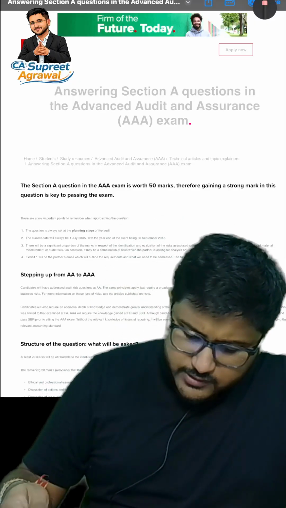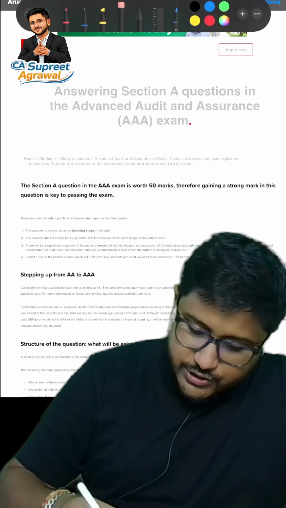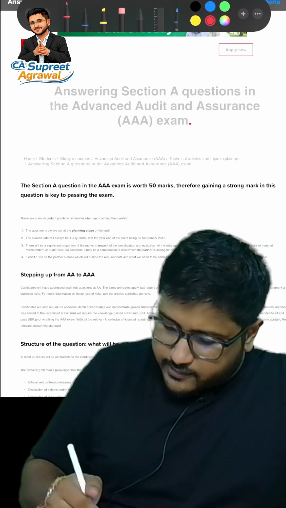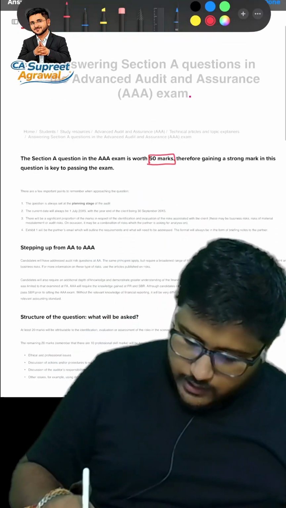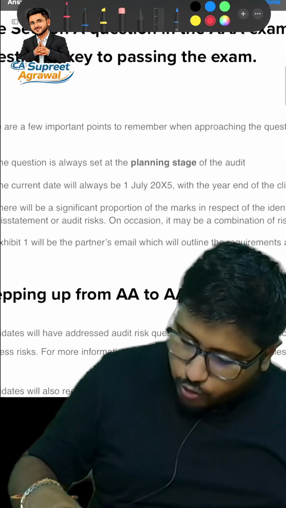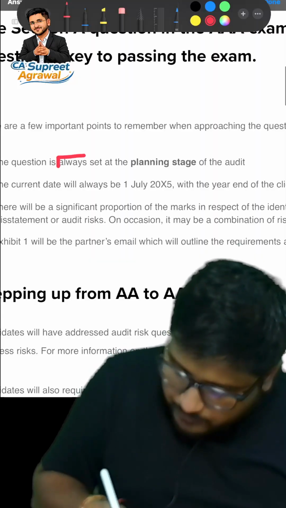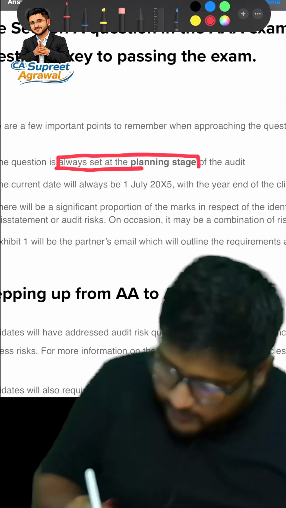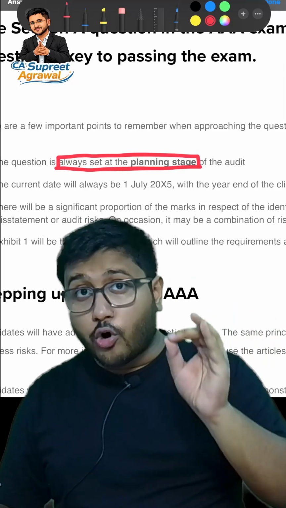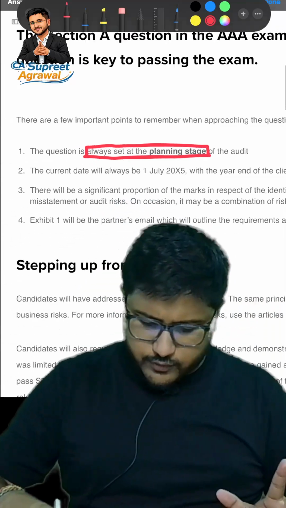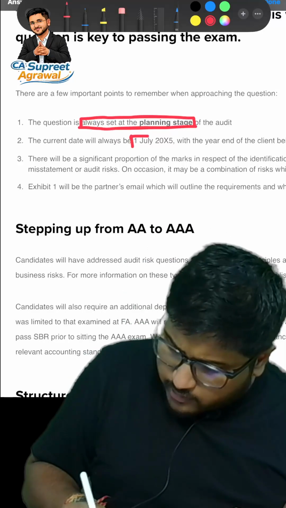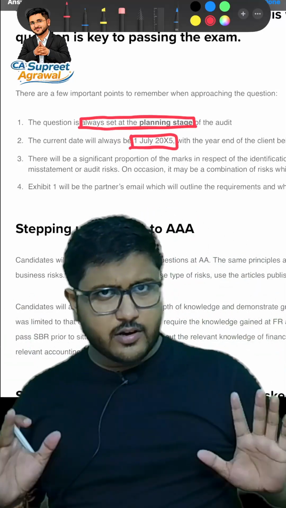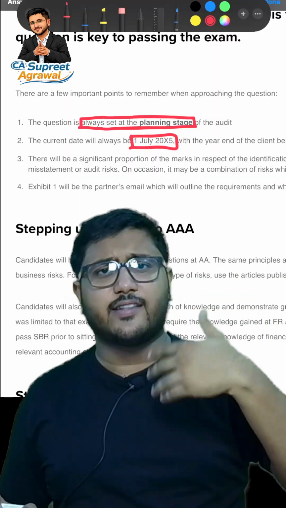So, first things first, when we talk about the Section A question, we need to understand that it is a 50 marks question, right? Now, the question is always set at the planning stage. Like we have already discussed, the question is always set at the planning stage of the audit, right? Now the current date will always be 1st July 2025. We'll read it as that. Okay, it's 20X, as in it could be changed.